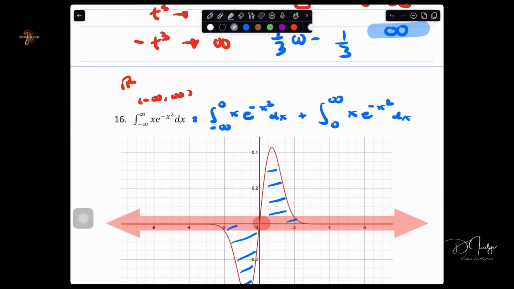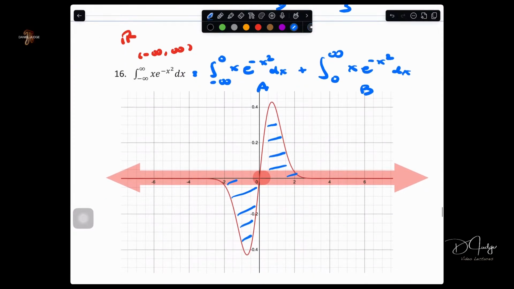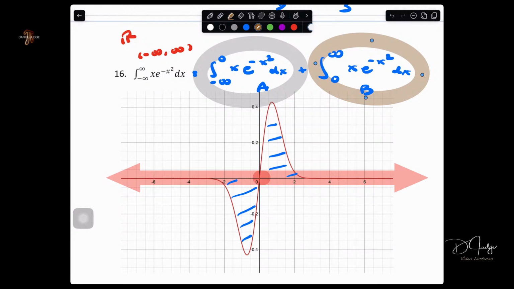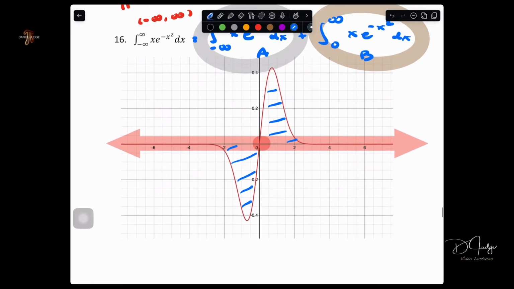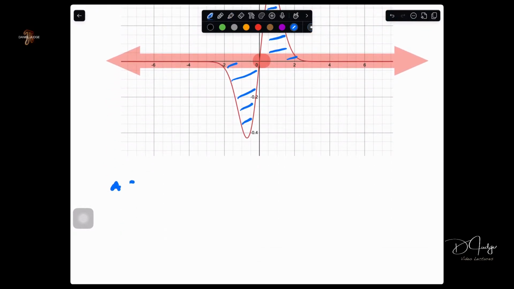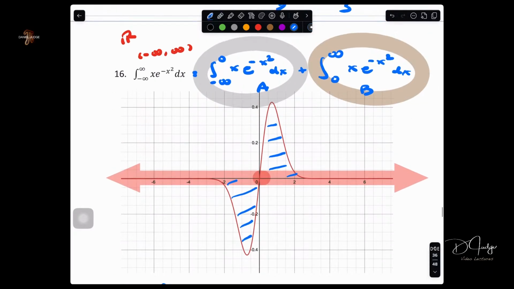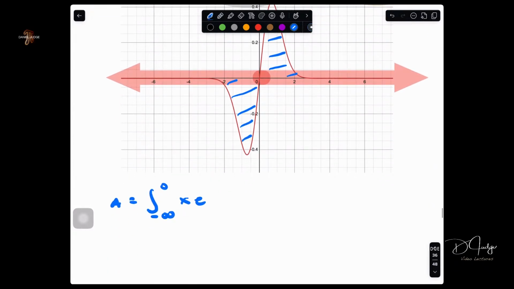And like we described earlier, maybe you can call this integral A, integral B. And in order to have convergence, we need both of these to be finite. So we're going to integrate two, possibly. So we'll start with the first one in gray. So A is going to be the integral from negative infinity to 0, x e to the minus x squared dx.